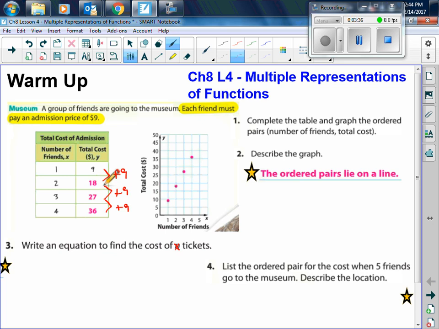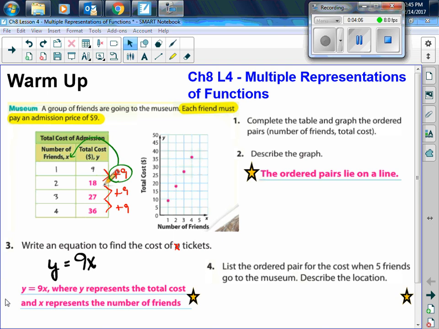Now, what do I do with that 9? What do I do with the 9? Put it with the X. That is, we're going to multiply it times the X. Does everybody see that? So the equation will be 9 times X, and that's going to give us our total cost, which is Y. So our equation is Y is equal to 9X, where Y represents the total cost and the X represents the number of friends.